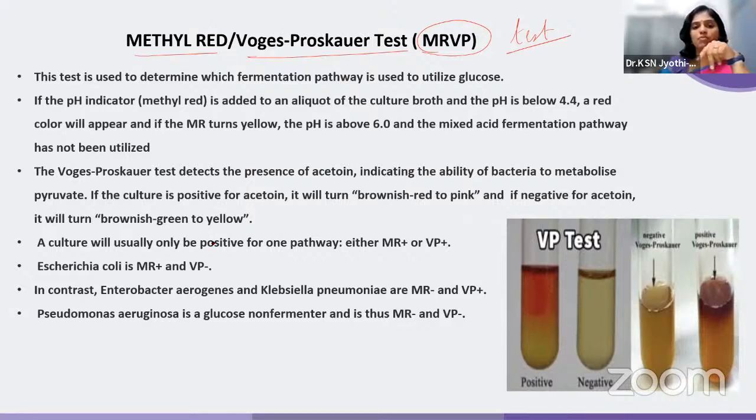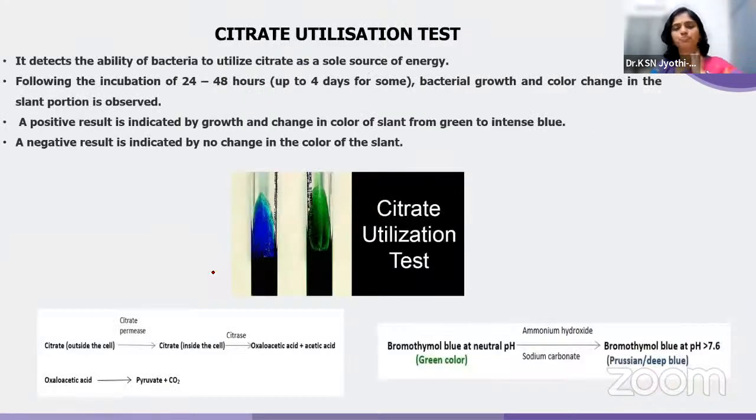Together also they can be performed. Sometimes the culture will only be positive for one. Either it is MR plus or VP plus. For example, E. coli, we said, is positive to methyl red and negative to VP. Like this, you can make a list depending upon what species it is and to which test it is giving positive or negative. So together MR and VP tests are conducted.